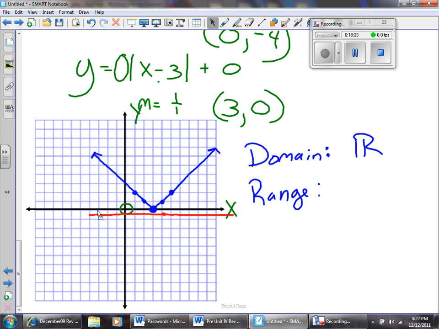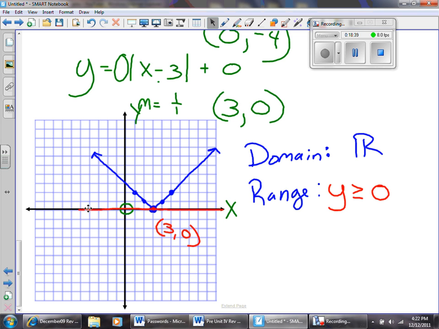So let's find out the y coordinate there. Well, that'd be the point 3, 0, wouldn't it? That's my vertex. So the range will be all the y's that are greater than or equal to 0. Not 3. 3 is the x value.